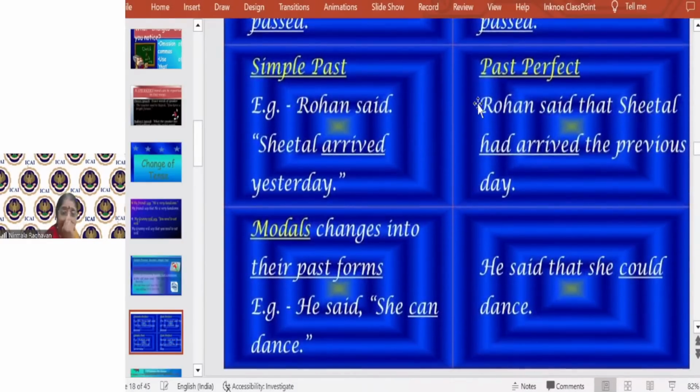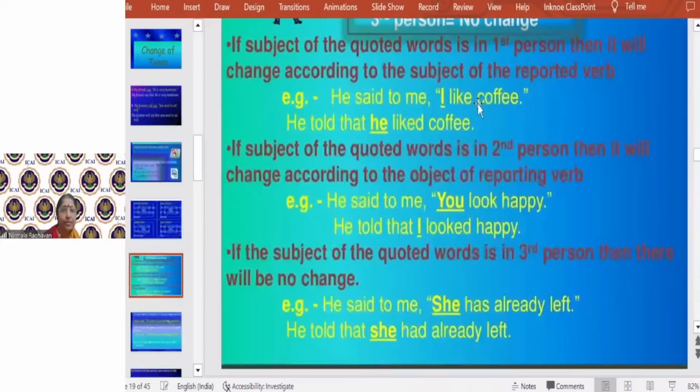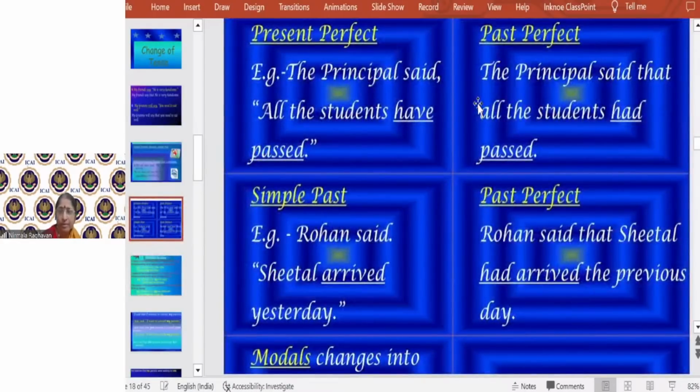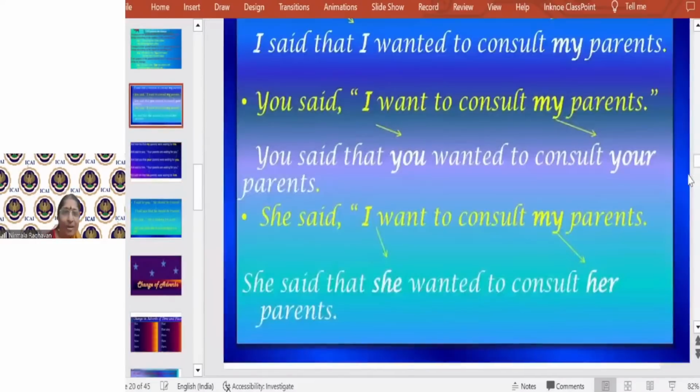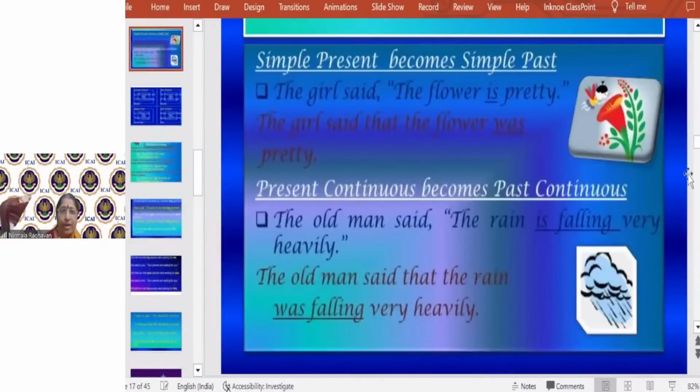Now you can look at the way the modals have been changed. What are the modals? Can, shall, kind of things. So, he said, "She can dance." He said that she could dance. Yeah, so now we move on. Now look at this. Yeah, here we are.